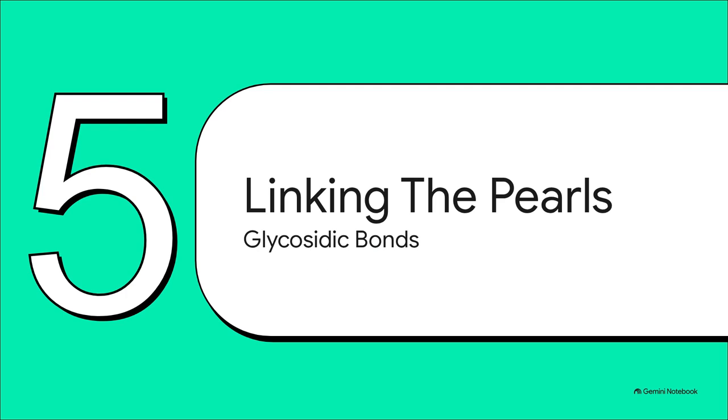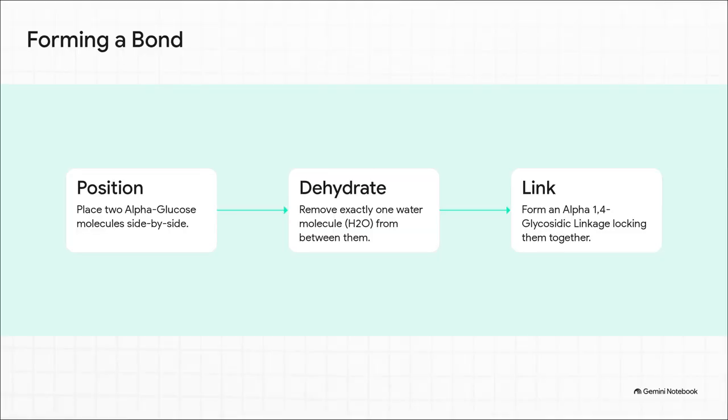Linking the pearls together. The chemistry of the glycosidic bond. Knowing the shape of the pearl is really only half the battle. How do 2 sugar pearls actually physically attach to one another to start making that necklace? Well, when you place 2 simple sugars like 2 alpha-glucose molecules side by side, they don't just magically stick. To lock them together, chemistry demands a toll. You literally have to remove exactly 1 water molecule, an H2O, from between them.